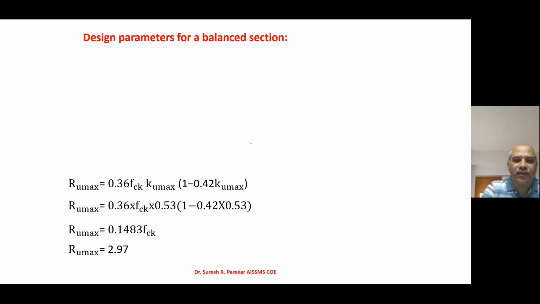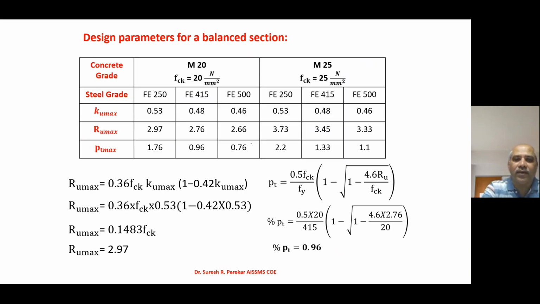Design parameters. If we calculate the values, we get these maximum values. I have prepared this table; you can cross-check it. From this you get the Ku max values: 0.53, 0.48 and 0.46. These are the same for all concrete grades, because this depends only on the grade of steel. Then, just substituting the values, we can prepare these design parameters for a balanced section.